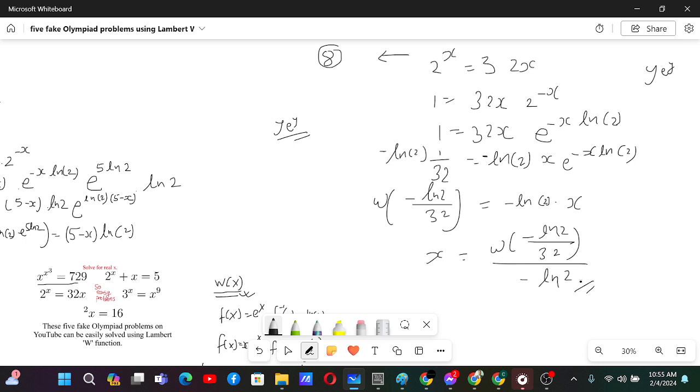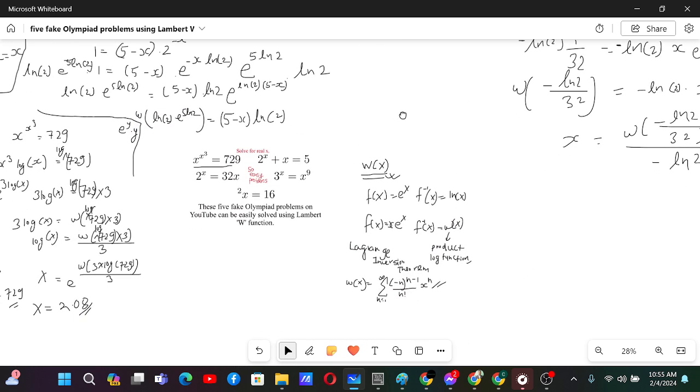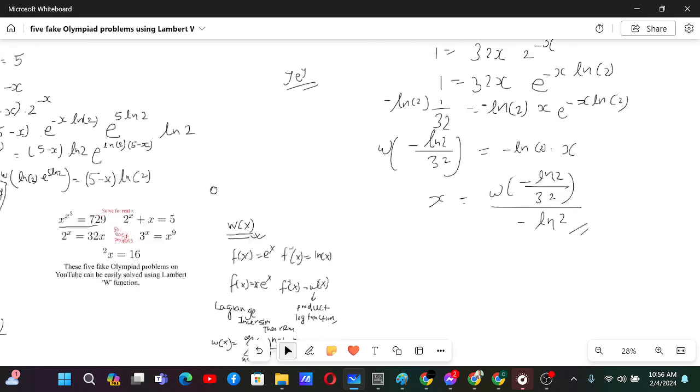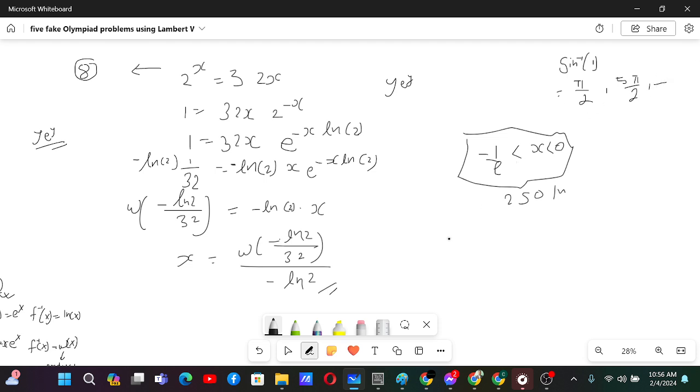Now there's something to note. In previous cases we had positive values inside the Lambert W function, so we just got a single answer. But over here we have negative values. If the values are from minus 1 by e to 0, in this range we can actually find two solutions. This is just like the function arcsin x. For sin inverse 1 we can have the solution pi by 2, and also 5 pi by 2, and many more. Just like that, in this range it can give two solutions.